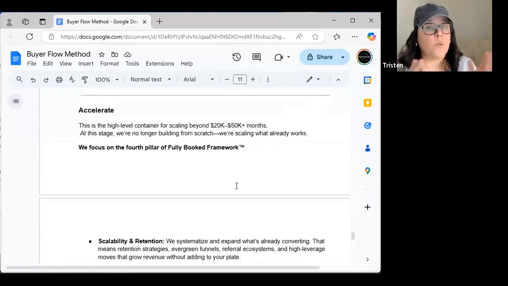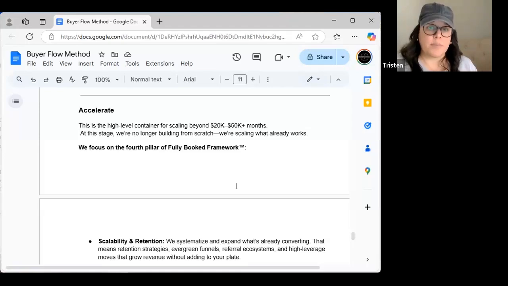Now, Accelerate is the one-on-one cohort with more access to me, closer proximity, a bit of a one-on-one touch point with me. This is high-level container, intimate, small group, 5 women or less, who are scaling beyond 20 to 30K months. So at this stage, we're not building from scratch. We're scaling what already works.